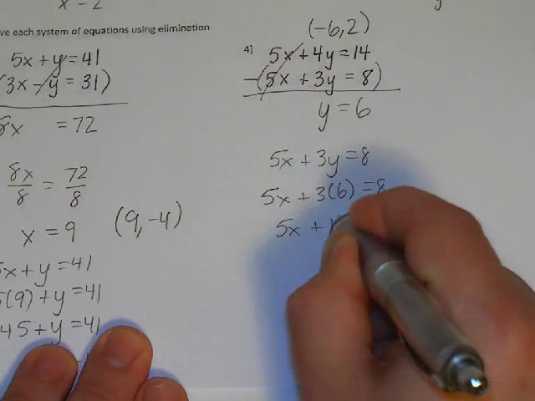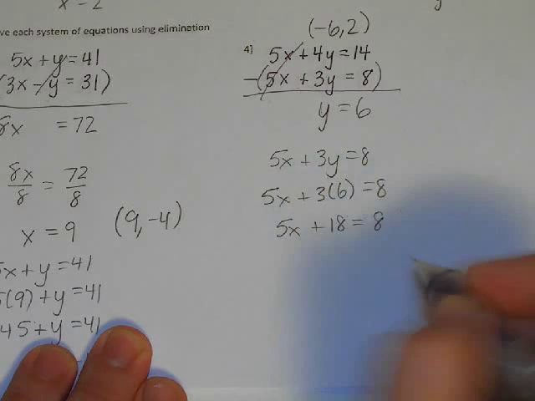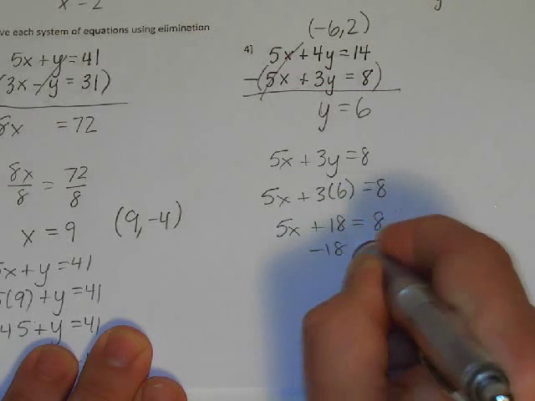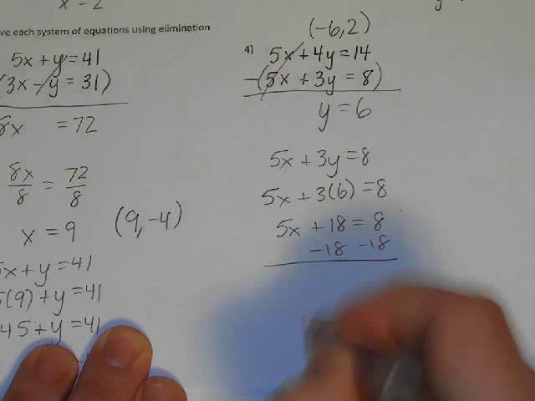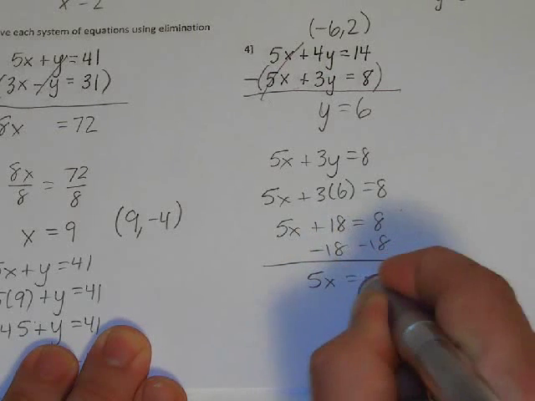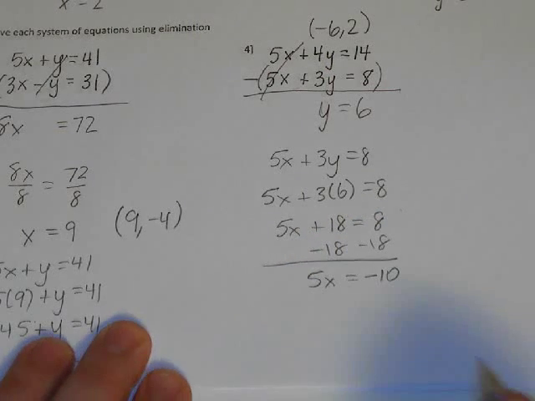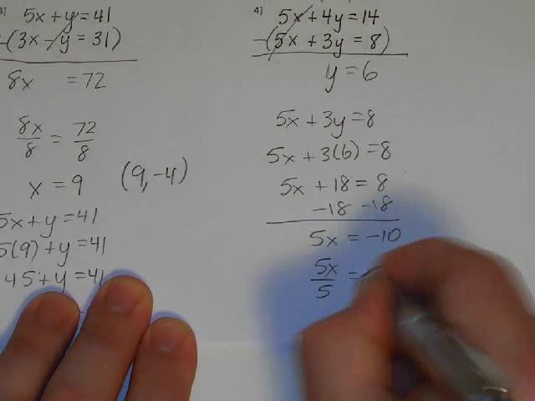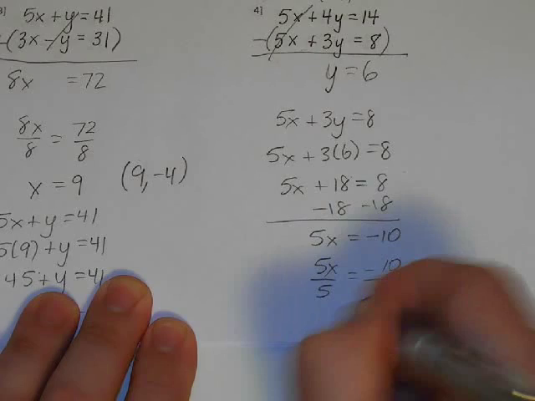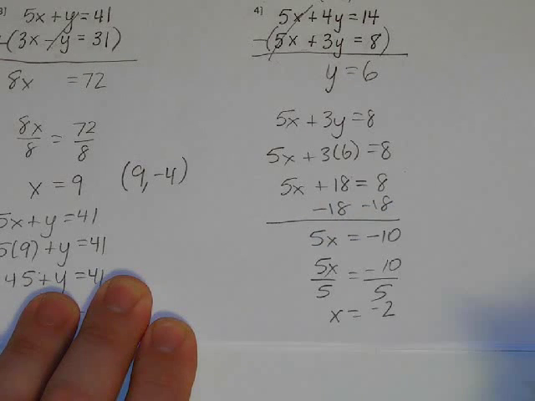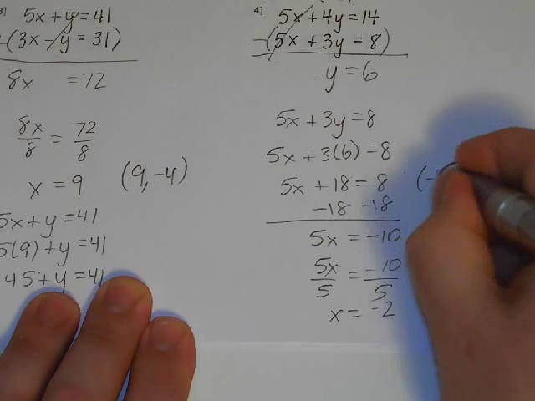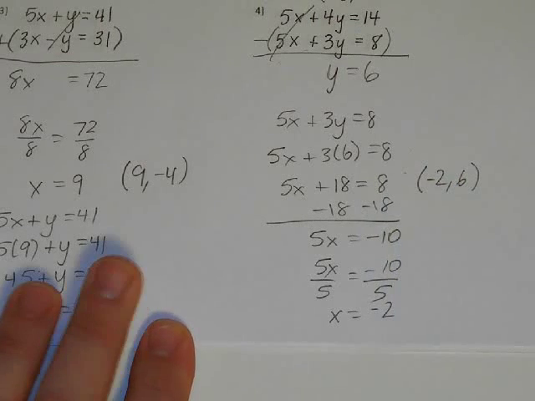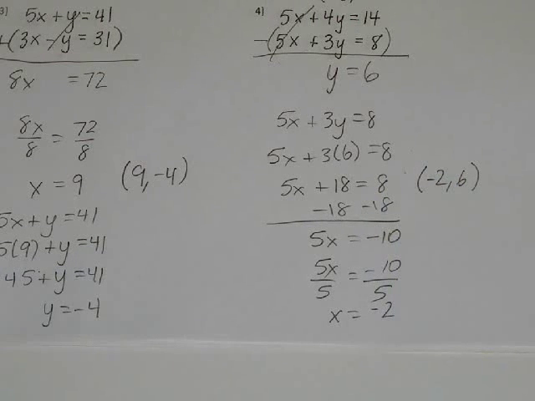So 5x plus 18 equals 8. Subtract 18 from both sides. 5x equals negative 10. And divide both sides by 5. x is negative 2. So my ordered pair would be (negative 2, 6).